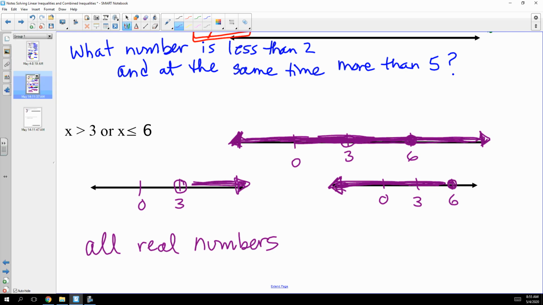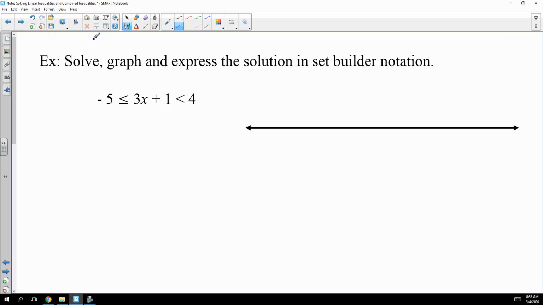And let's just try a few more. We're going to solve and graph and express the solution in set builder notation. So notice that this is a conjunction because I have two less than symbols, and it says -5 is less than or equal to 3x plus 1, and 3x plus 1 is less than 4. If you want to separate it, you may. I like to really work it just like this.